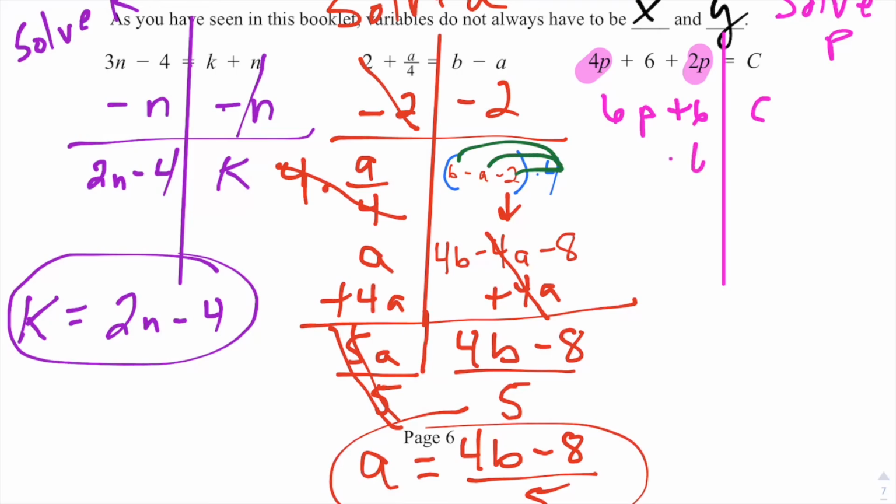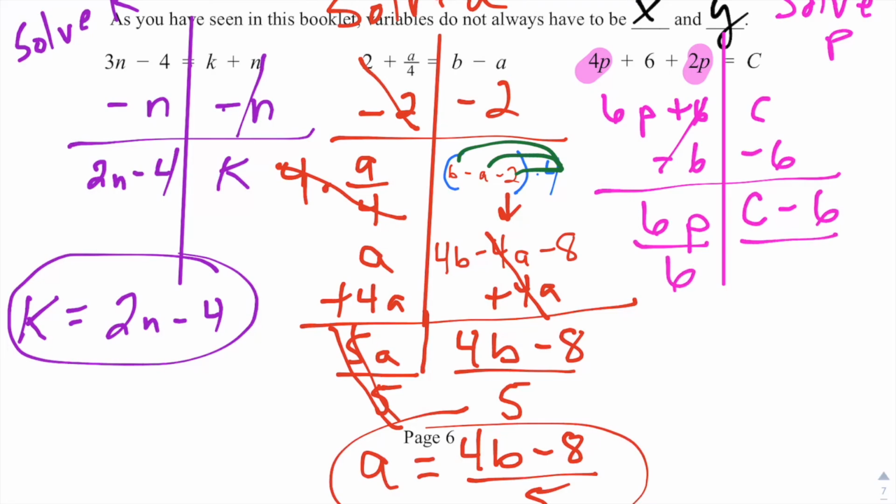Well, now I can subtract 6 here, subtract 6 here. That's going to get rid of those 6's. That's going to leave me 6p on this side, and it's going to give me c minus 6 on that side. Now I want to divide by 6. Divide by 6. That cancels, and I'm left with p equals c minus 6 over 6.